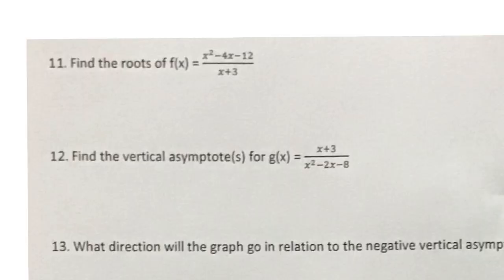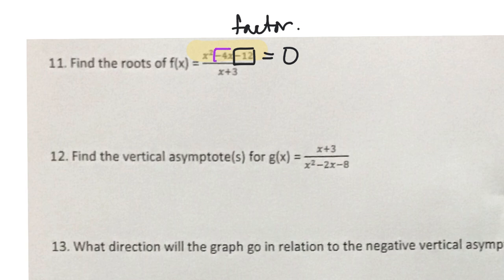So here are some problems. We want to find the roots of this rational function. Okay, and the roots come directly from the numerator. So we're going to set our numerator equal to 0, and we're going to solve this. Okay, and as it is a quadratic, we're going to solve this by factoring. Okay, what numbers multiply to give us negative 12, and at the same time add to give negative 4?